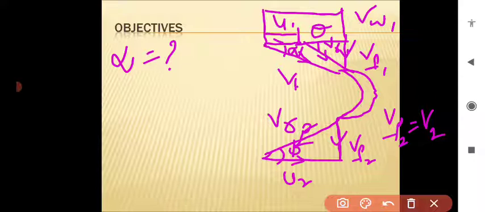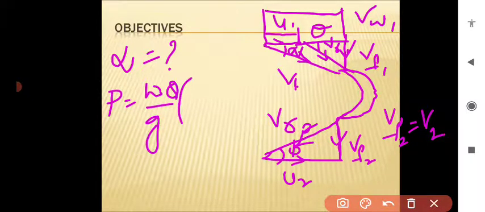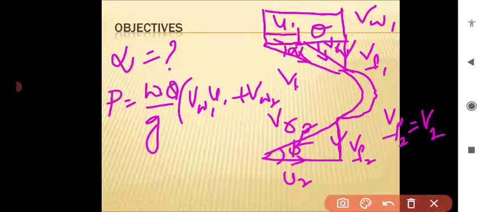So we know that the power equation is P is equal to WQ by g into (Vw1 U1 plus Vw2 U2). This is the power equation. So we know the W value, and the discharge value is given, and we have to find out the Vw1 value first.